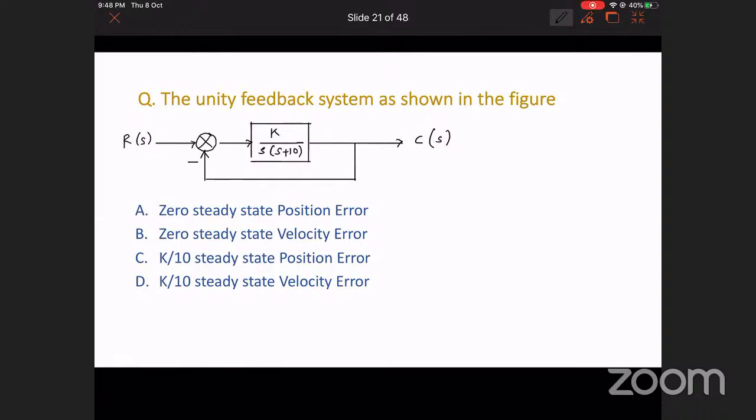Yes. So look at this problem, guys. The problem is in front of you. I want you people to solve this. The unity feedback system, as shown in the figure. Whatever the system is given, you have 4 options. You have to tell me the correct option. Go ahead, guys. Now you have everything with you.